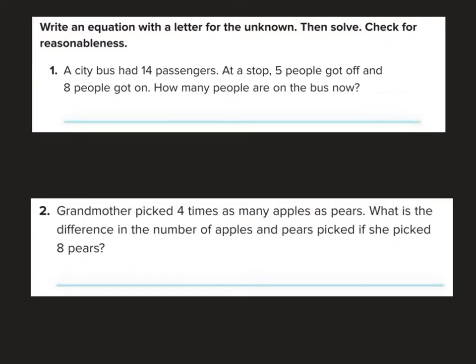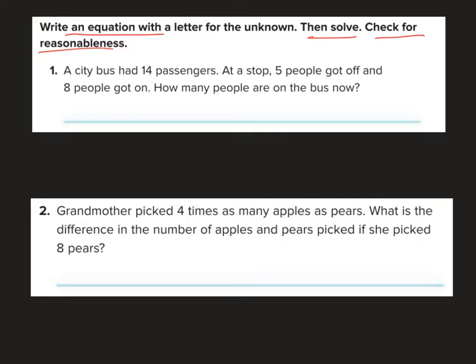Write an equation with a letter for the unknown, then solve. Okay, so we have to first write an equation, then we have to solve, and third part, check for reasonableness. Whew. This one's a doozy. Lots of steps for this one.